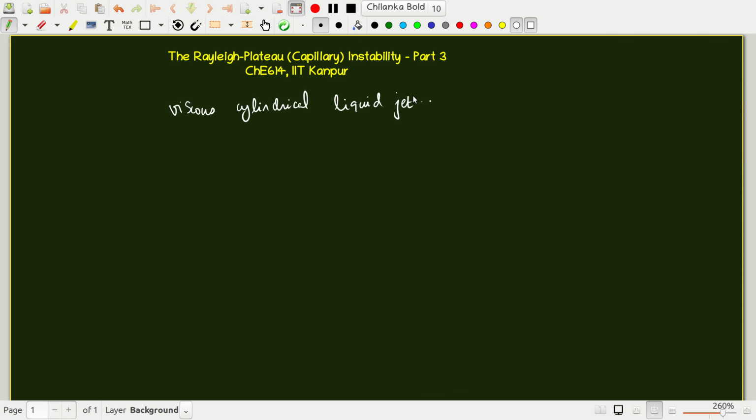In the previous module, what we did was to analyze the case of an inviscid jet, and here we are going to take the opposite limit, what is commonly called the creeping flow limit. Here we are going to ignore inertial effects in the fluid.